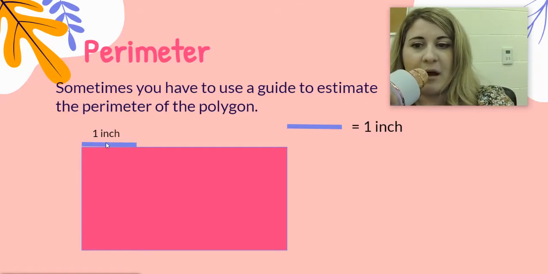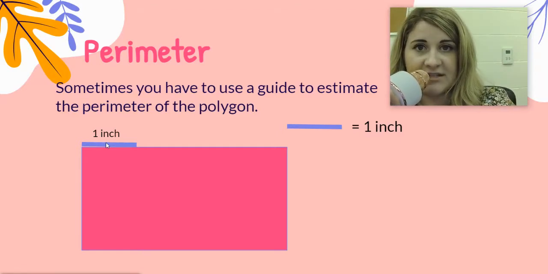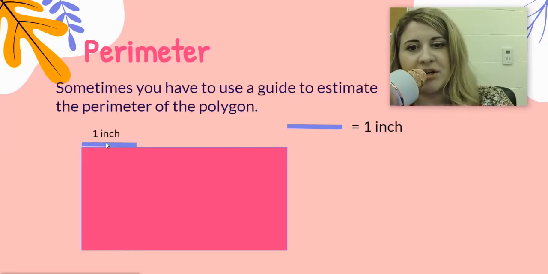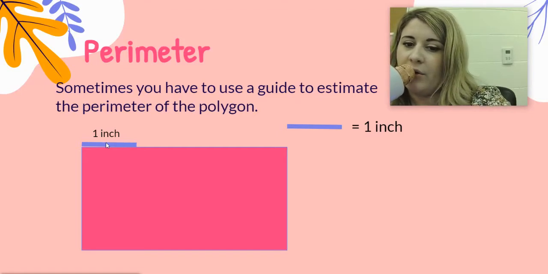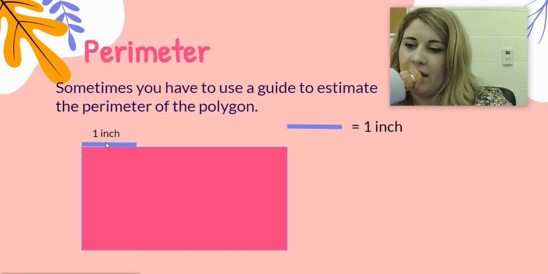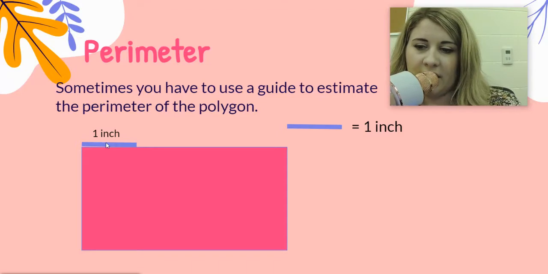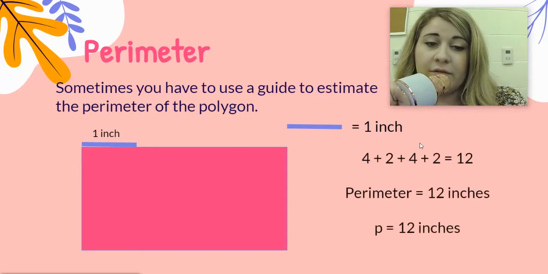So far I know the top is 4 inches, which means the bottom is also going to be 4 inches because they're the same length. And then I'm going to measure the side. I can fit 1, 2. I'm going to say 2 on that. And then you're going to add it together. So 4 plus 2 plus 4 plus 2.